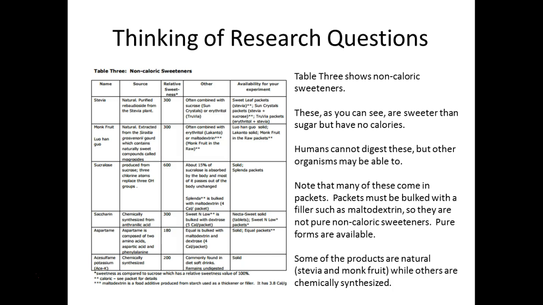Maltodextrin actually has some calories. So be aware that if you choose packets in your experiment, you are not using the pure product, but you have these bulking agents in them. I do have the pure product available to you, so I do have sucralose as a solid all by itself that isn't bulked. I have saccharin all by itself, aspartame all by itself, and ACE-K. So if you're trying to compare a non-caloric versus a caloric sweetener, I would suggest using, rather than the packets, the solid product.